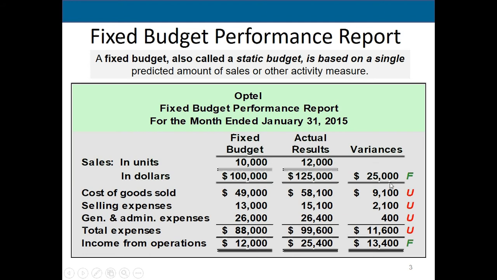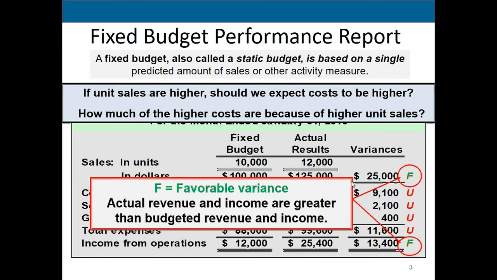Am I just selling more at a better price? Is this really going to cost me more? Is this a true new number, or can I cut costs here? We really can't answer that question because we've got some stuff hidden here. So we want to move into the flexible budget to see what happens there.